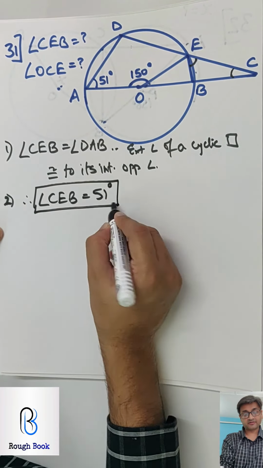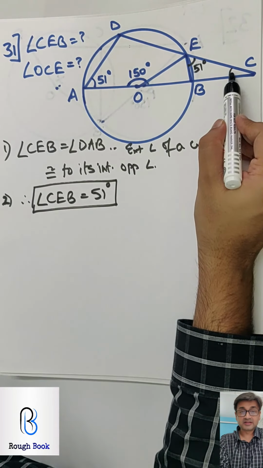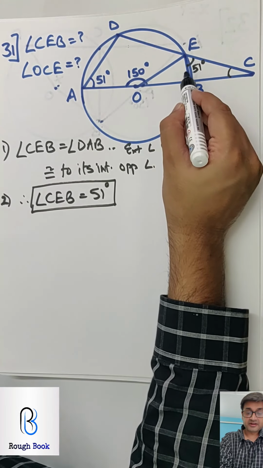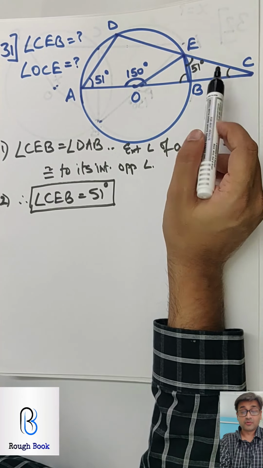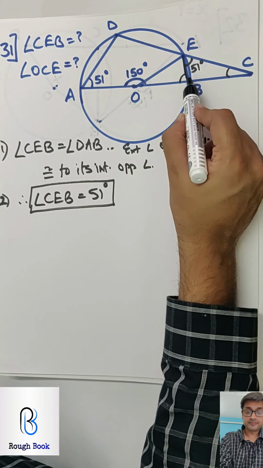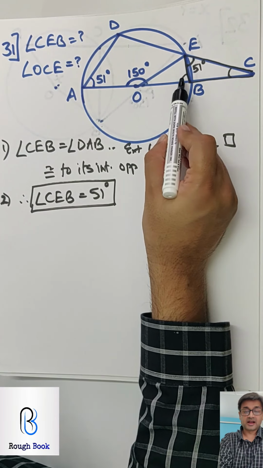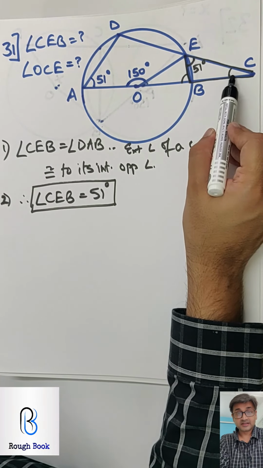So we managed to get our first part, this one, as 51 degrees. Now the next target is this angle. How to get this angle? For this angle, if I can find this angle, then I can say this is equal to this plus this remote interior. See, this is a triangle CEB and this is the exterior angle. So this will be this plus this. So if I can find this, then I can easily get this.